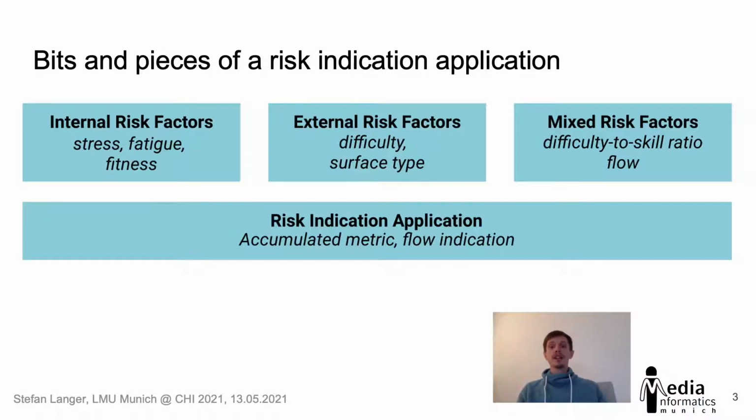For example, if you're riding a bike on a flat and paved road, you're not very likely to crash. But if you're riding your bike down a very steep and technical and loose trail, you're more likely to crash, obviously. And then you have your mixed risk factors. So you have, for example, a difficulty to skill ratio. In my example, I was riding on a path that was too easy, I would say, and not paying attention. So what if the trail would have been harder, would have paid more attention and not crashed?